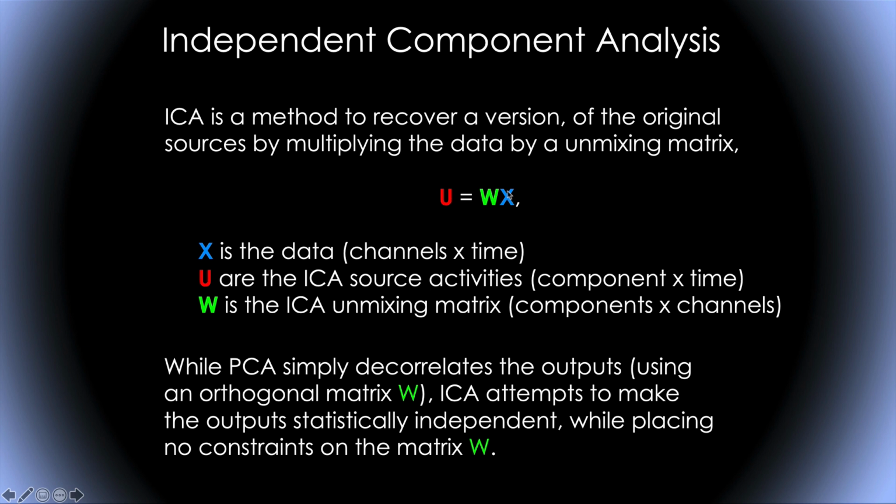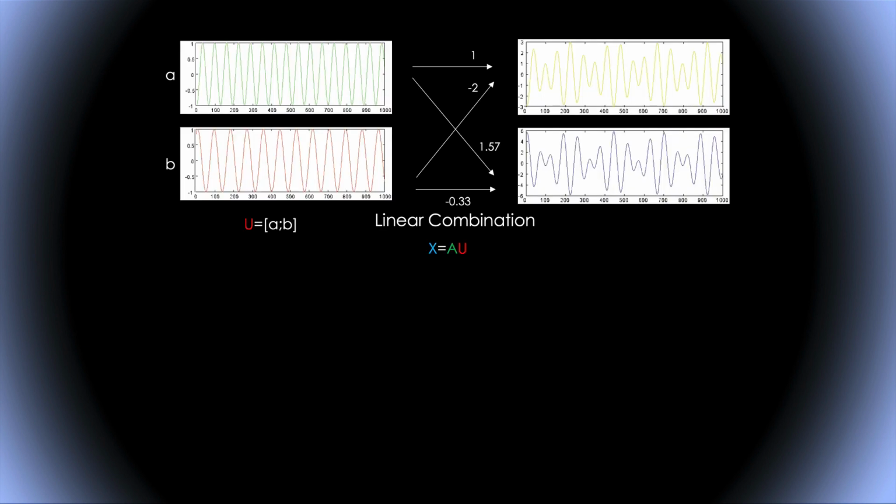So we have the data. Data is X, that's the data we record, different channels. And ICA is going to find for us W, which is the mixing matrix, and U, which are the original source activity. So the different sounds in the case of sound source separation, or different brain sources and artifacts in the case of electroencephalography brain data. And while PCA simply decorrelates the output and finds an orthogonal matrix, ICA attempts to make the output statistically independent while placing no constraints on the matrix W. So we'll see that in a little bit more detail later.